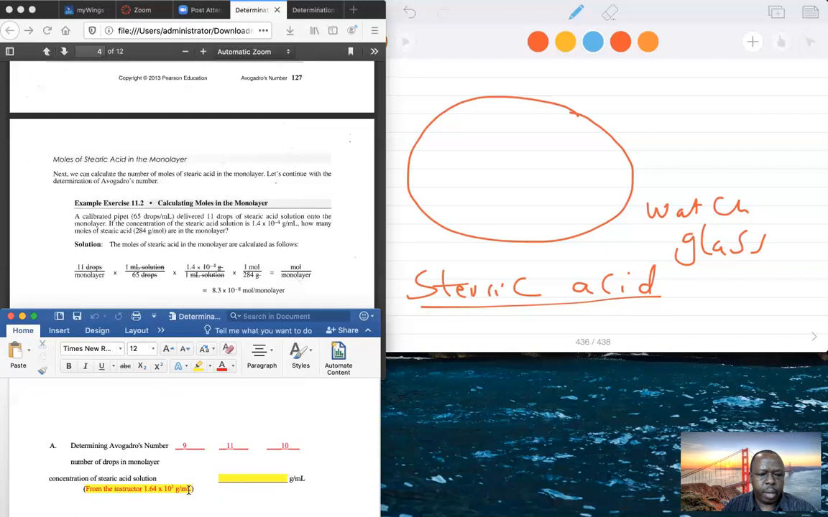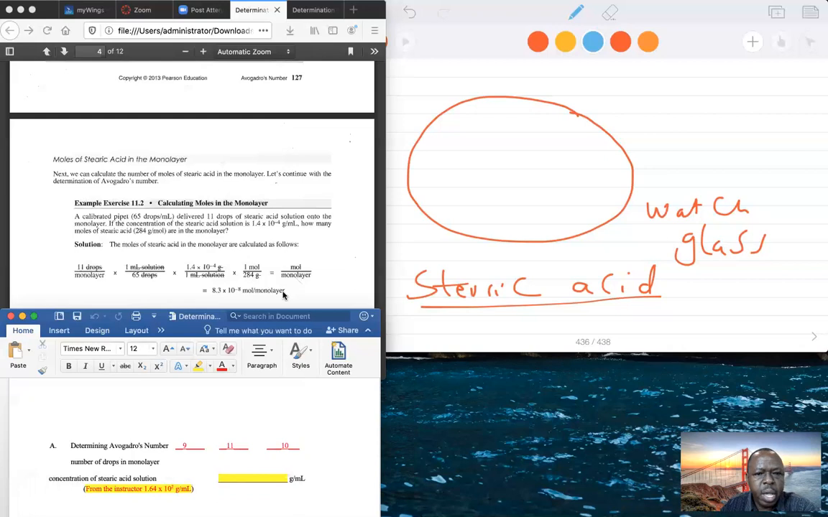1 ml of stearic acid weighs how much? It's the same thing here, except instead of 1.4, yours will be 1.64, and the molar mass of stearic acid is the same. So you're going to use the same molar mass. This is the molar mass of stearic acid. We are using stearic acid. Look at A. We're using stearic acid. The molar mass is the same.